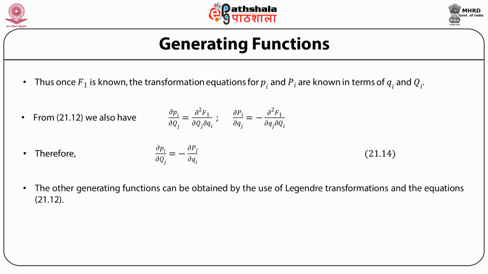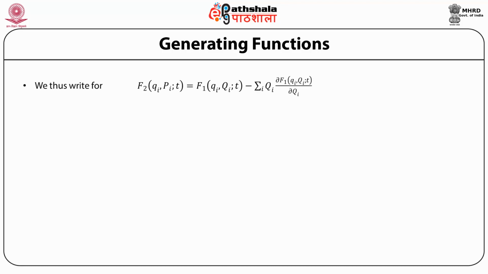The other generating functions can be obtained by using the Legendre transformations and the equations which are given in 21.12. We thus write for F2, which is a function of the old coordinates, the new momenta and time, as a function F1, which is a function of old and new coordinates alone and time, minus sigma over i capital Qi times the partial derivative of F1 with respect to the new coordinates Qi. So F2 can be written as F1 plus summation of Qi Pi, that is a product of new coordinates and momenta.